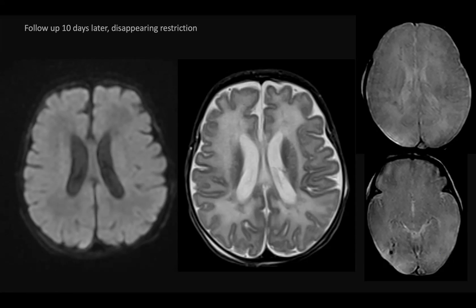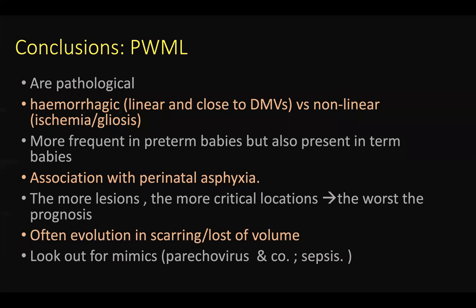So to summarize, punctate white matter lesions are pathological. It's very rare to find punctate white matter lesions in a normal baby. And if we find them in a normal baby, most likely it would be an isolated lesion, 1 or 2, without clinical significance. They can be hemorrhagic, and in this case are linear close to the deep medullary vein, and they can be non-linear, and in this case are associated with ischemia and gliosis.